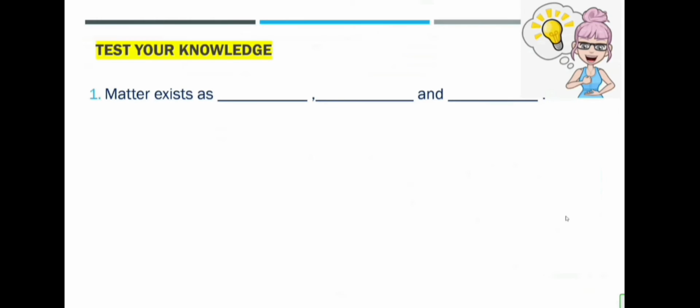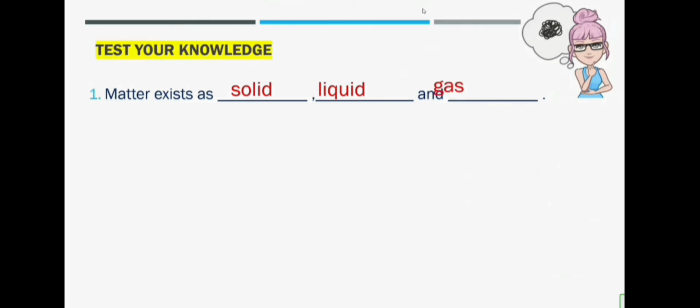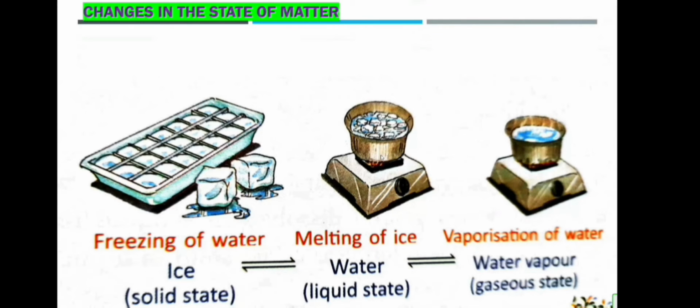Now let's check your knowledge. Matter exists as dash, dash and dash, and the answer is matter exists as solid, liquid and gas. Many substances can exist in more than one state. Water is normally a liquid, but you get solid ice on cooling the water in a freezer. Also, on heating water, you can convert it into steam.